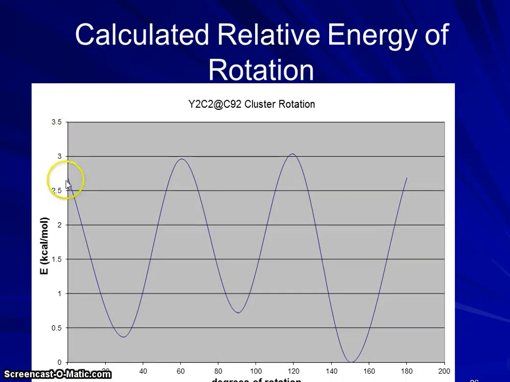Here's a plot of position of rotation of the carbide group, starting with a transition state structure and then moving down in energy to one of the optimized structures, rotating further to another transition state after 60 degrees of rotation, and then after 180 degrees of rotation, we would have an equivalent structure to the first one because of the symmetry of the C2 group.